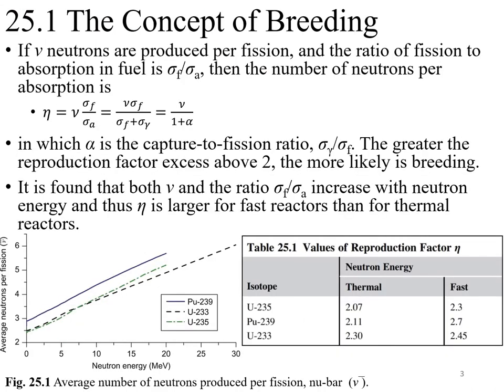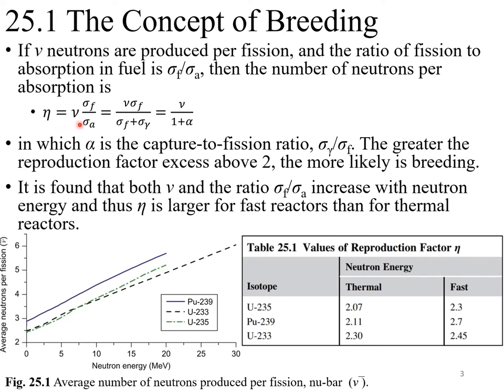The ability to convert significant quantities of fertile materials into useful fissile materials depends crucially on the magnitude of the reproduction factor eta, which is the number of neutrons produced per neutron absorbed in fuel. If mu neutrons are produced per fission, and the ratio of fission to absorption in fuel is sigma F over sigma A, then the number of neutrons per absorption can be calculated by this formula. Eta, the reproduction factor, is equal to mu times sigma F over sigma A.